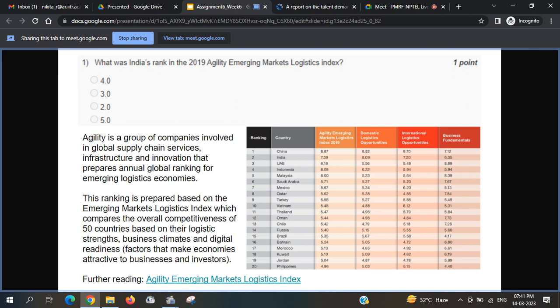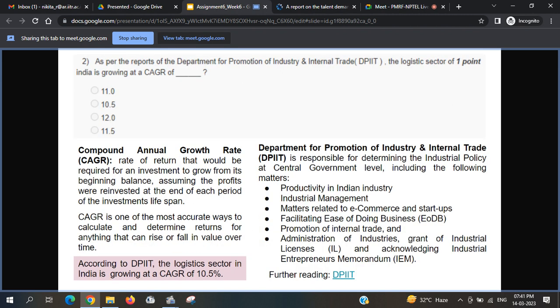So this is the first question. It was about the 2019 Agility Emerging Markets Logistic Index and about India's rank in it. This is the second question. It was the logistics sector's CAGR, which is mentioned in a report provided by the Department for Promotion of Industry and Internal Trade.